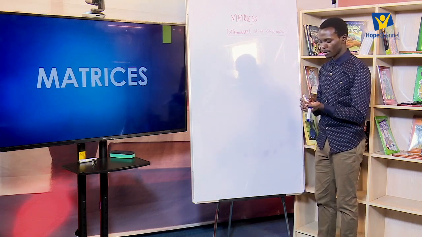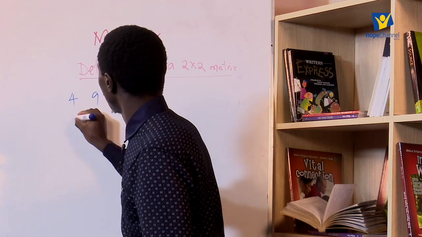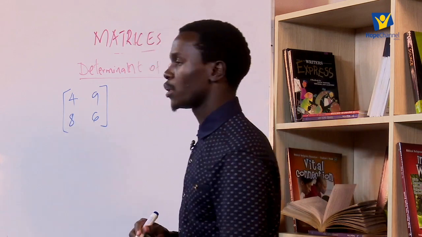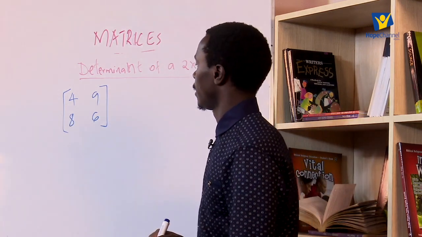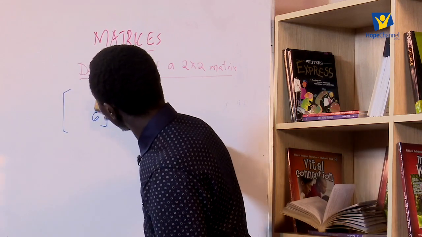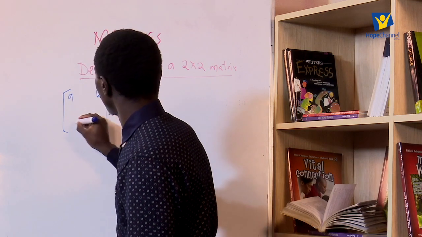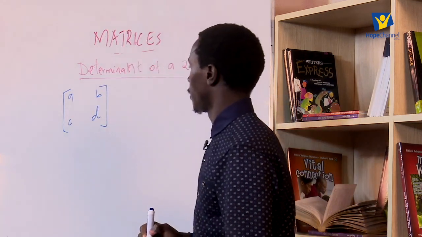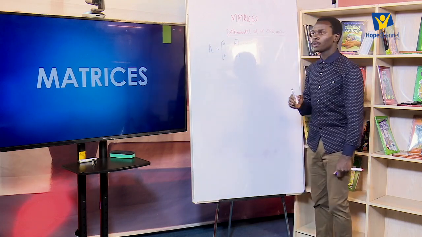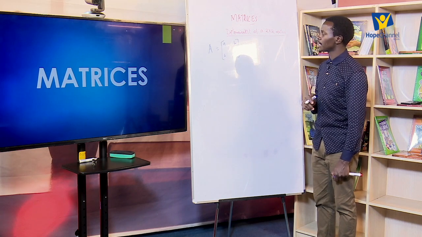Determinant of a 2 by 2 matrix. Now let's say, for example, we have 4, 9, 8, and 6. And you are told to determine, let me not use the numbers first. Let me use letters, then we can have an example. Let's say, for example, A, B, C, and then D. We have that matrix, let's call it maybe A. And you are told to determine the determinant of this matrix A, B, C, and D.